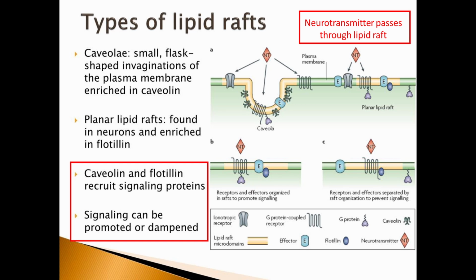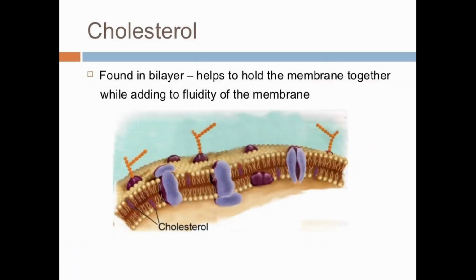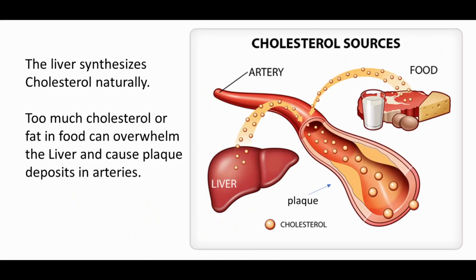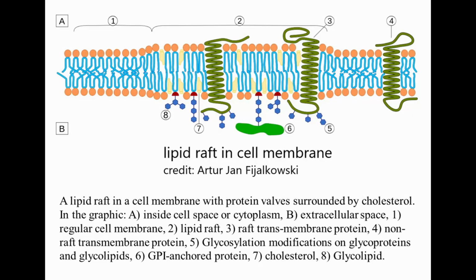Other functions of cholesterol thought to be important is to make the cell membrane more flexible and fluid. Hepatic cells in our liver manufacture cholesterol from other lipids. This naturally made cholesterol is released into the bloodstream for use by other cells of the body. If too much cholesterol is ingested with food, it interrupts the body's natural formation of cholesterol. The figure shows a lipid raft in a cell membrane with protein valves surrounded by cholesterol.